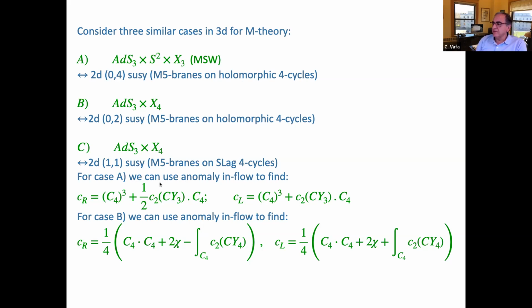For the case B, similarly, anomaly inflow again fixes the central charges. Now it goes like C4 squared and some linear term in C4. Notice that for large C4, this scales like the cube of C4, and this scales like the square of C4. It is not surprising that this goes like cube and square for the case of 4-cycles wrapping the Calabi-Yau 3-fold or 4-cycles wrapping Calabi-Yau 4-folds.